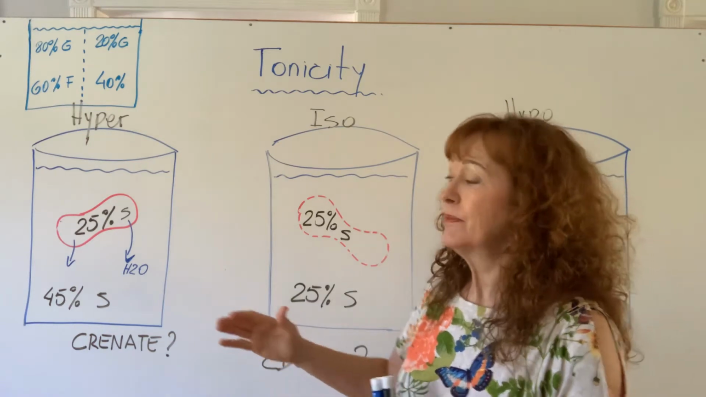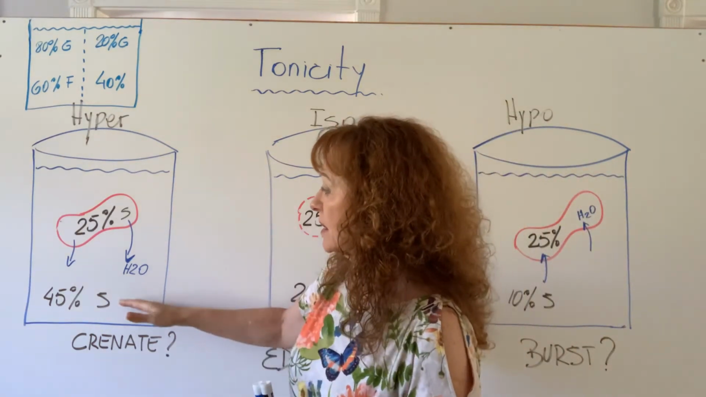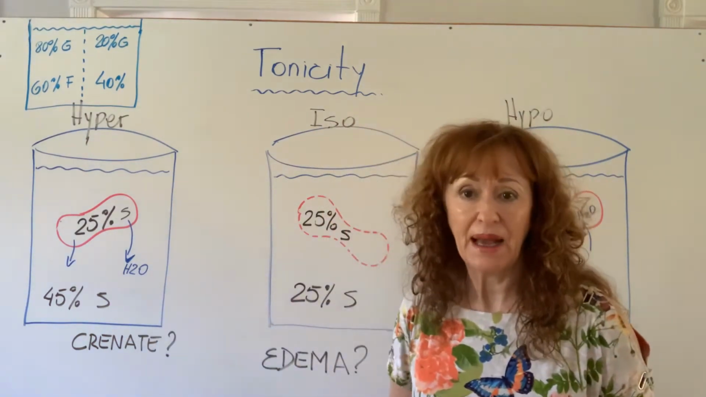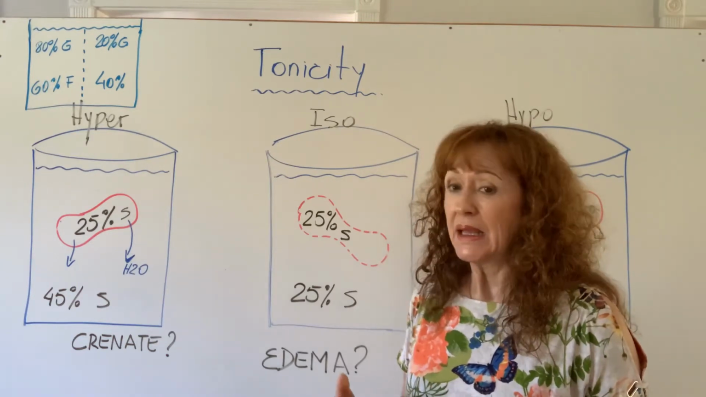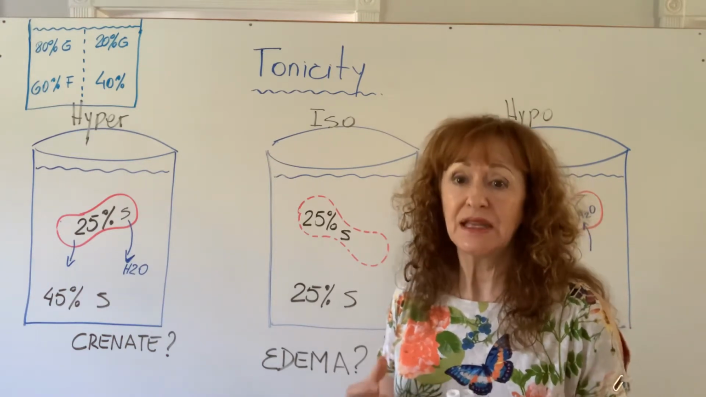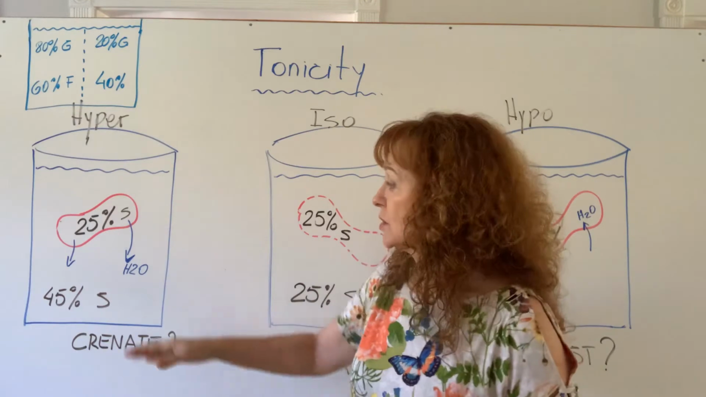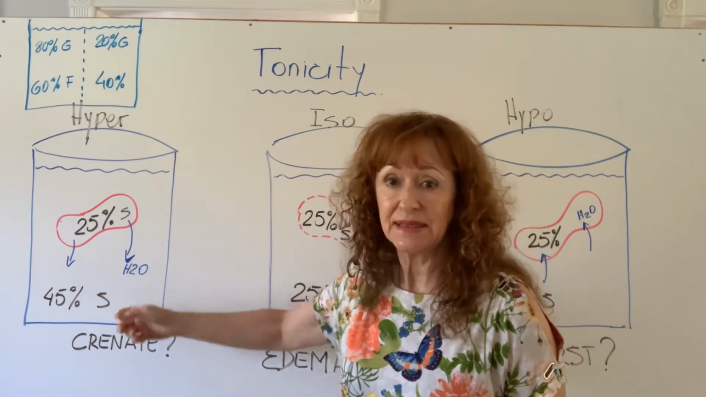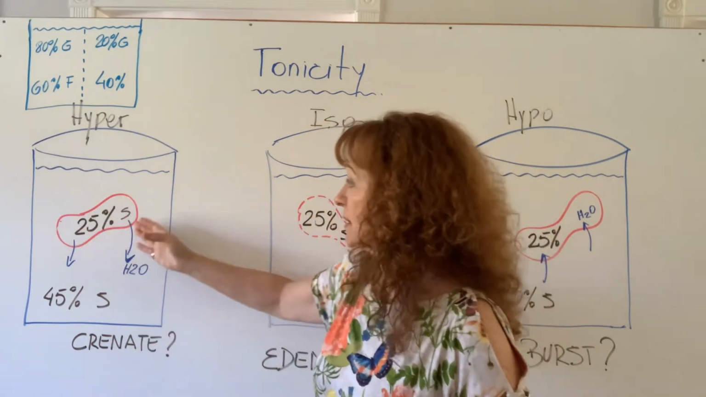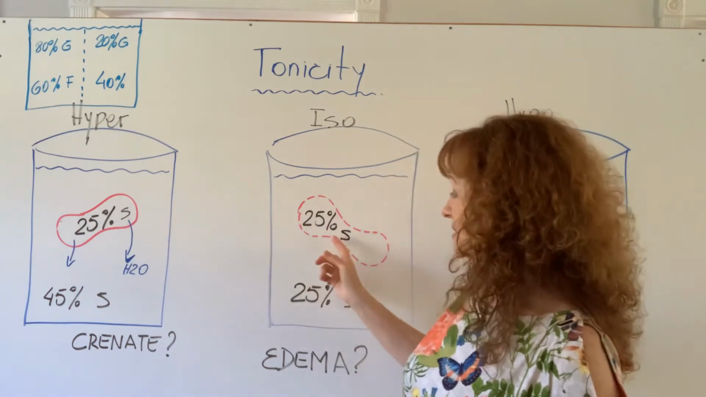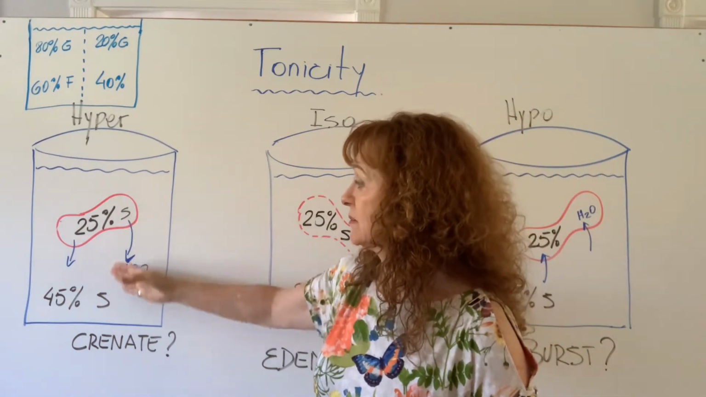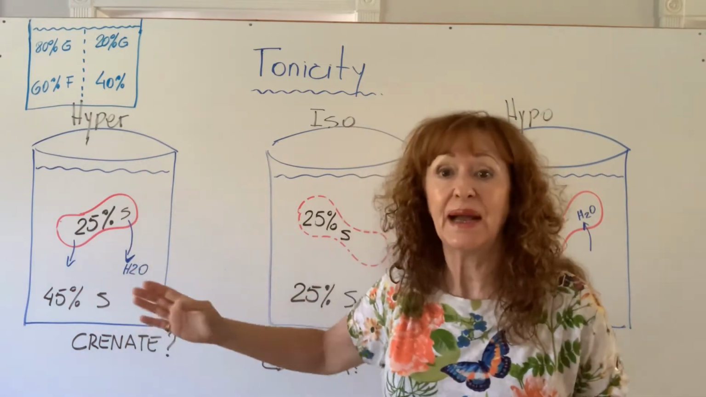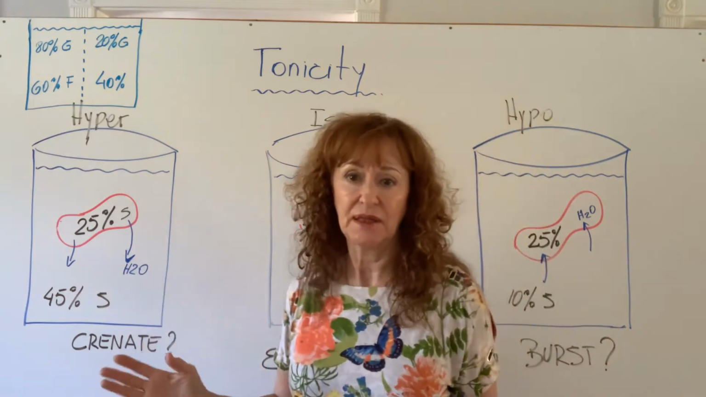Now, what happens in case the plasma becomes hypertonic? The solution, in this case, is plasma. Now, the same erythrocyte is immersed, but our plasma has changed. How can the plasma change?